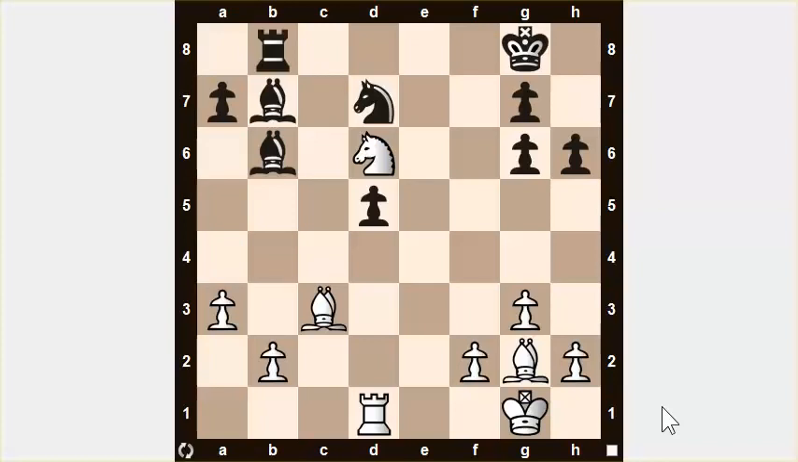It's time for some exercises. In this position, it's white's turn to move. Use your 5-step calculation method and see if you can find a tactic here for white. You can pause the video to think about it.